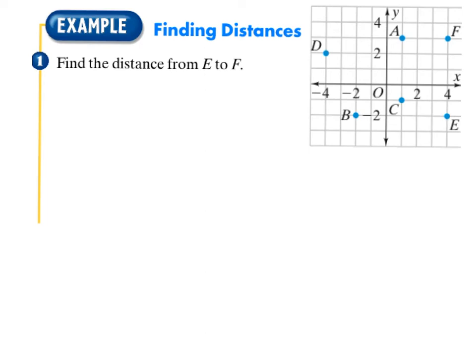Let's look at an example of using a coordinate plane to find distance. We want to find the distance from E to F. So our point E to point F. We want to figure out what the distance is between those 2 points. So E is located at 4, -2, and F is located at 4, 3.